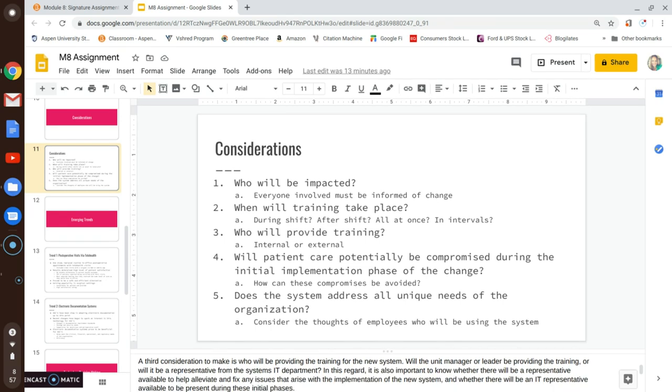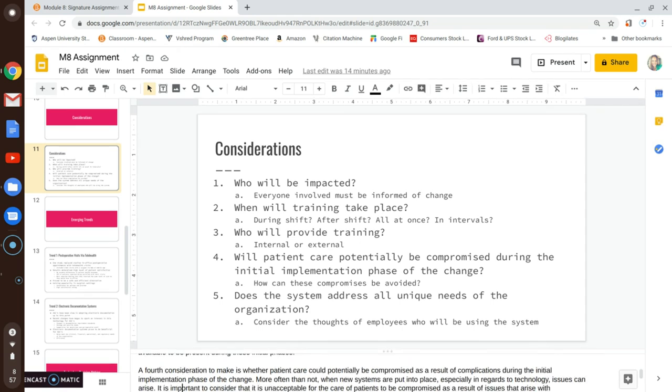A third consideration to make is who will be providing the training for the new system. Will the unit manager or leader be providing the training, or will it be a representative from the system's IT department? In this regard, it is also important to know whether there will be a representative available to help alleviate and fix any issues that arise with the implementation of the new system, and whether there will be an IT representative available to be present during these initial phases.